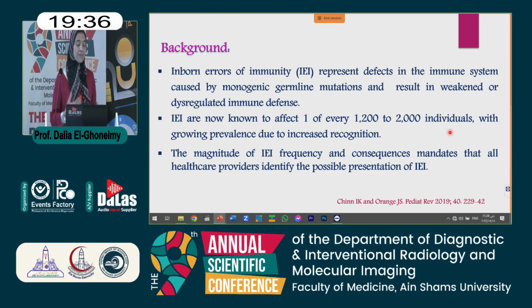They are known to affect 1 of every 1,200 to 2,000 individuals, and the frequency and prevalence are increasing, because this is estimated to be much less than the real prevalence because of under-recognition of this disorder. Therefore, the magnitude of the IEI frequency and consequences mandate that all healthcare providers identify the possible presentation of IEI.